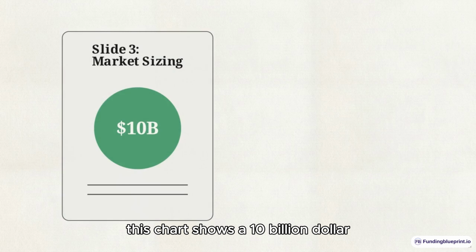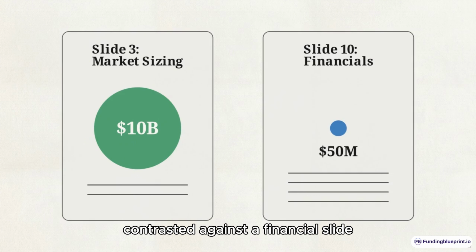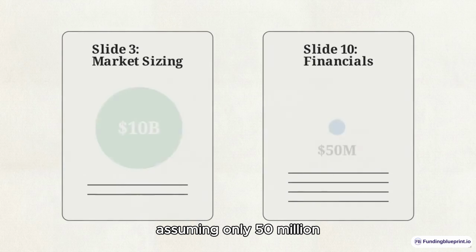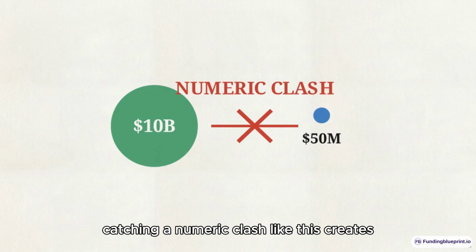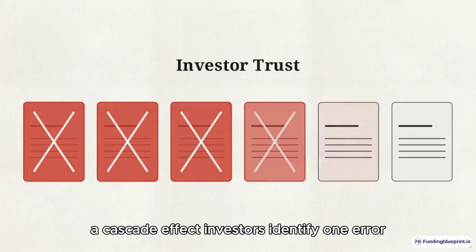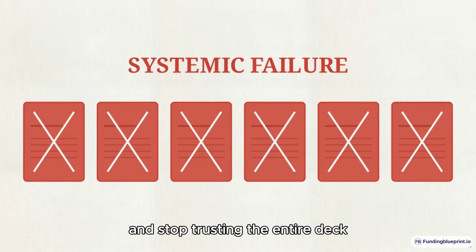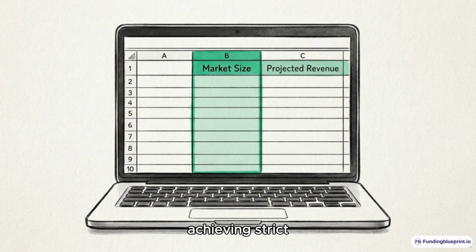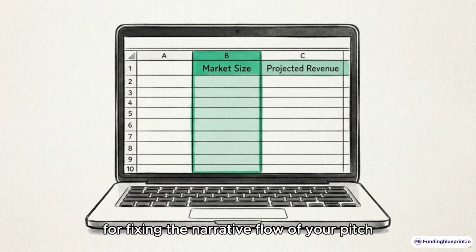This chart shows a $10 billion total addressable market on slide 3, contrasted against a financial slide assuming only $50 million. Catching a numeric clash like this creates a cascade effect. Investors identify one error and stop trusting the entire deck. Achieving strict numeric alignment is the prerequisite for fixing the narrative flow of your pitch.